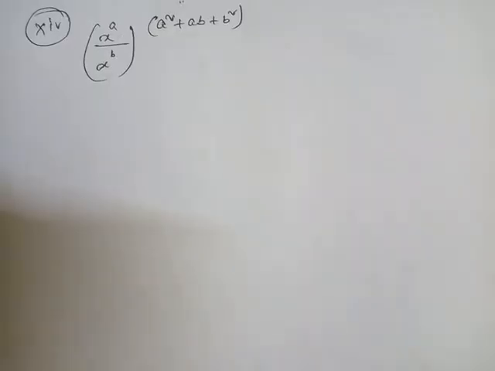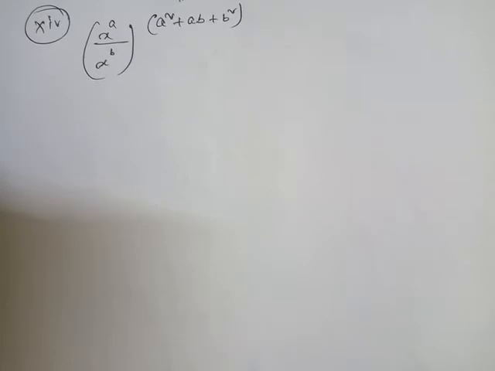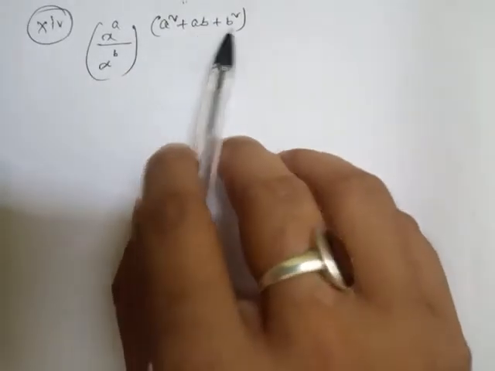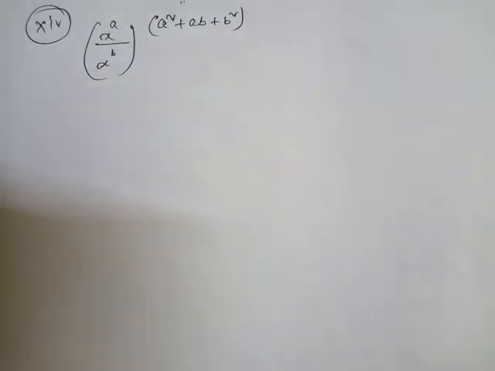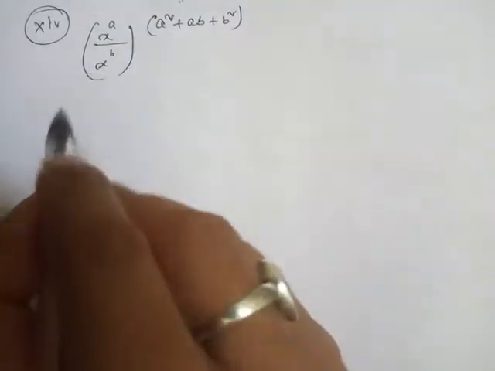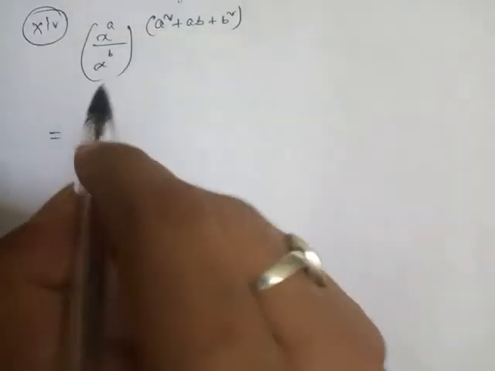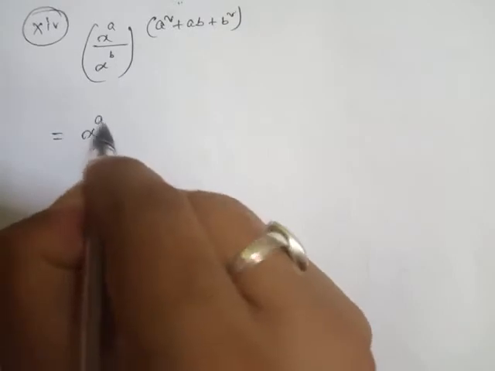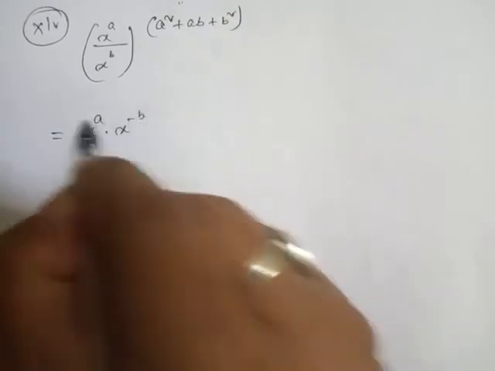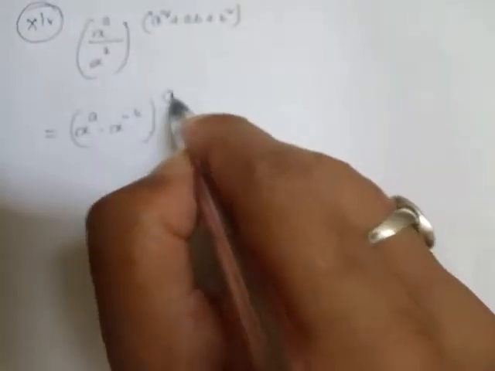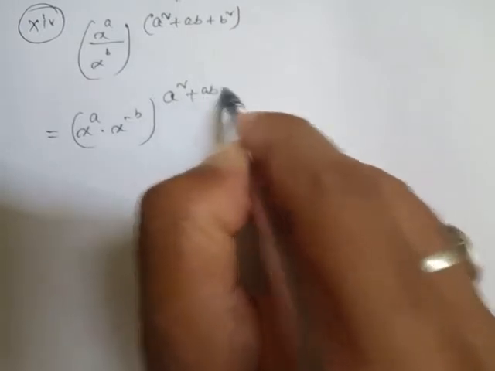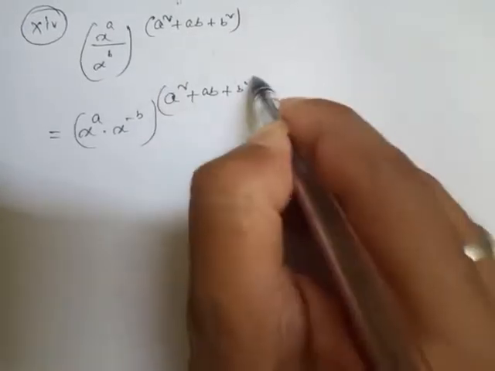Student, now look at the next one, question number 14. X to the power a by x to the power b, whole to the power a square plus ab plus b square. Now look how to solve this one. It's very easy actually. First of all, student, if I take this value here, this becomes x to the power a into x to the power minus b, and whole to the power a square plus ab plus b square.